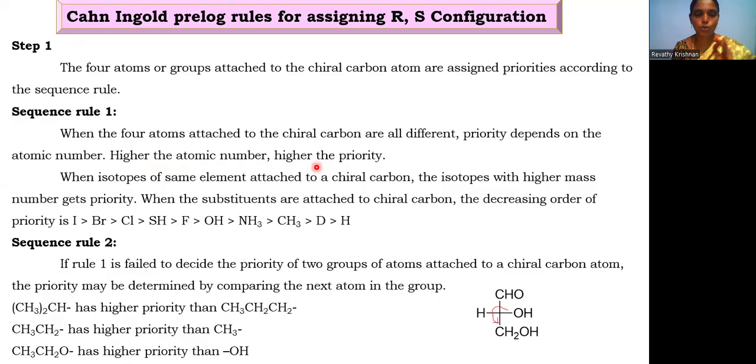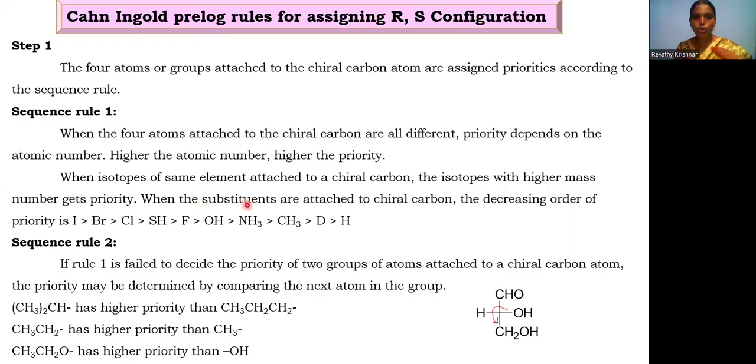In case of isotopes of the same element attached to the chiral carbon atom, that is, if the chiral carbon atom has both hydrogen as well as deuterium, which are isotopes of the same element, then the higher priority goes to the isotope with the higher mass number.